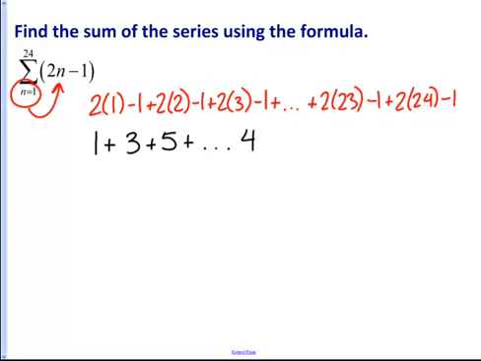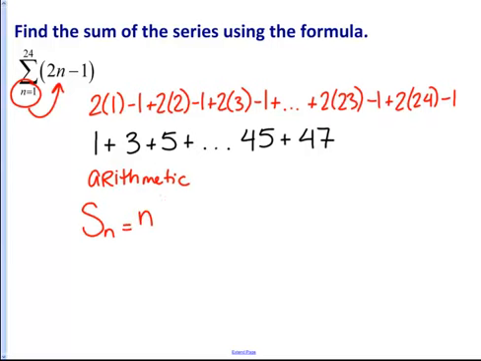You can tell that this series is arithmetic because you add 2 to get to the next term of the series. So we'll use the formula for the sum of an arithmetic series to add this all up. And that is the sum of the first n terms is equal to the number of terms times the first term plus the last term, all divided by 2.